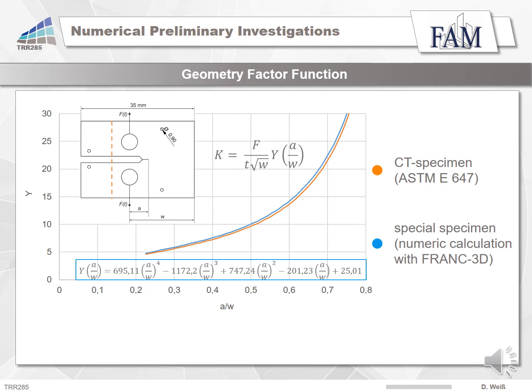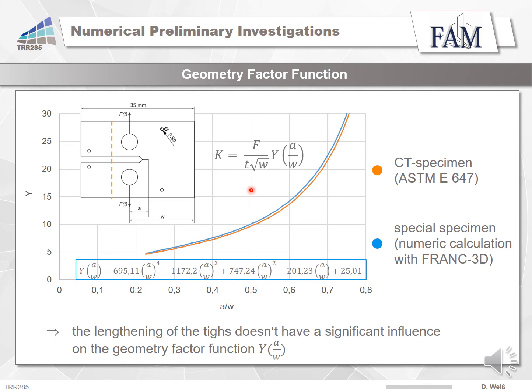The stress intensity factor is a measure for the magnitude of the stresses and the displacements in the vicinity of the crack. It depends, among other things, on the crack location, the geometry of the specimen, and the type and location of load introduction. All these dependencies are considered in the geometry factor function. To prove what kind of impact the change of the specimen's geometry has on the geometry factor function, numerical calculations were executed with the simulation program Franc3D. Compared to the CT specimen in accordance with ASTM E647, you can see in the graphic that the lengthening of the ties doesn't have a significant influence on the geometry factor function. Therefore, the numerically determined function in blue color will be used in the experimental investigations.